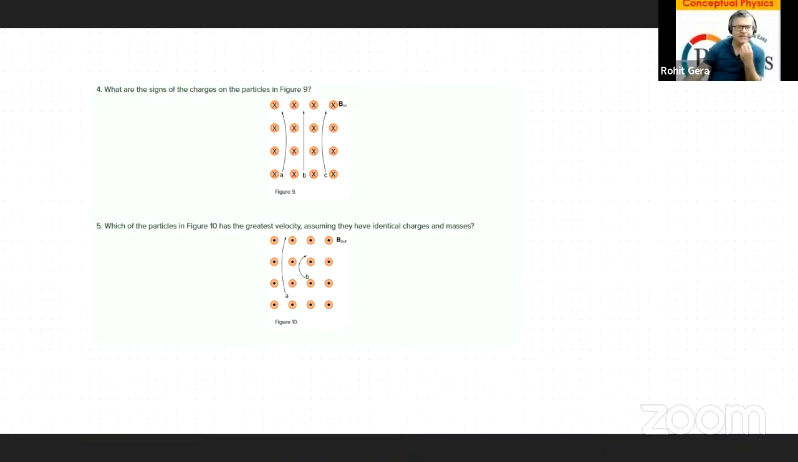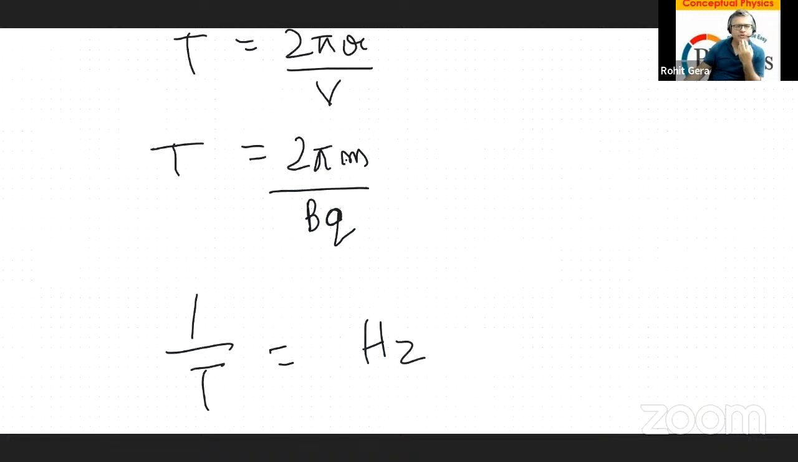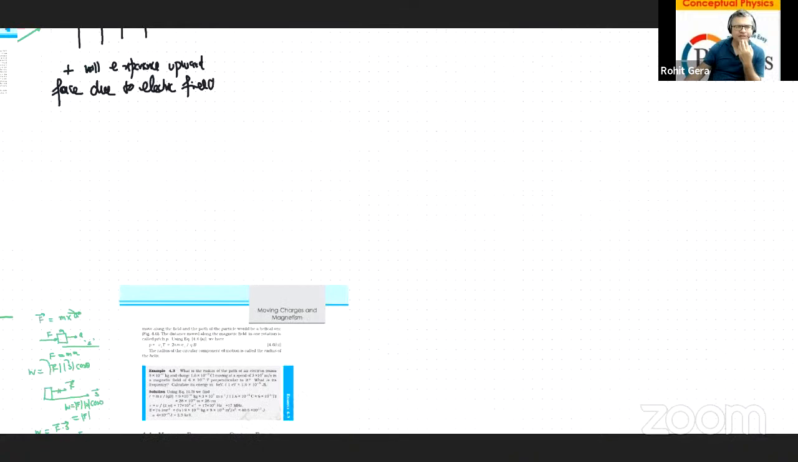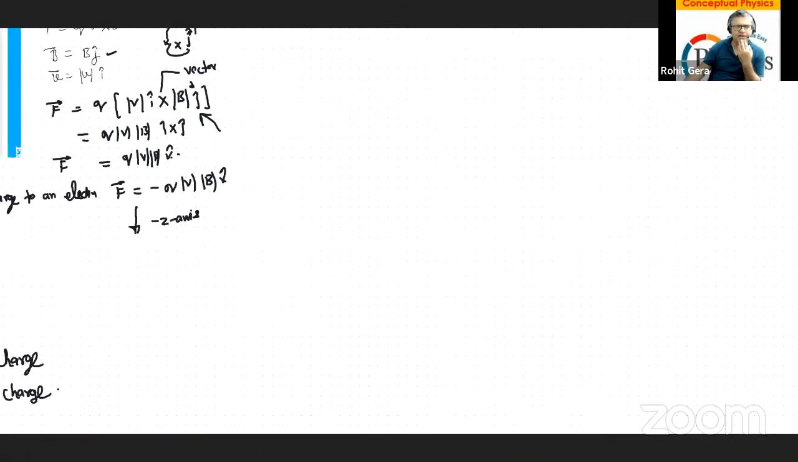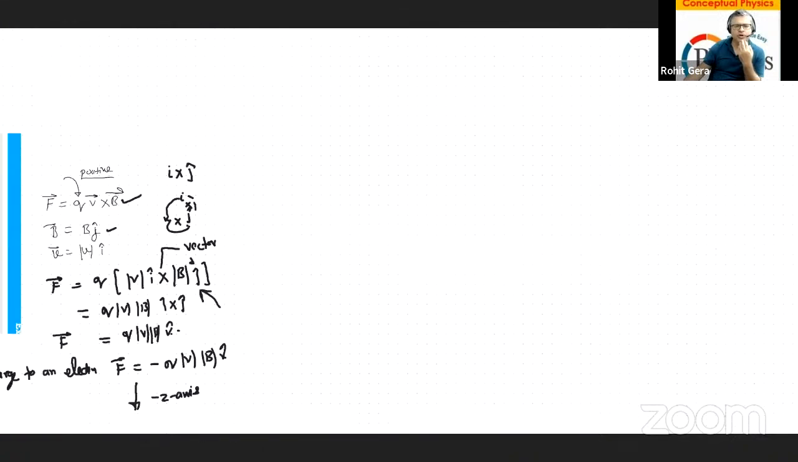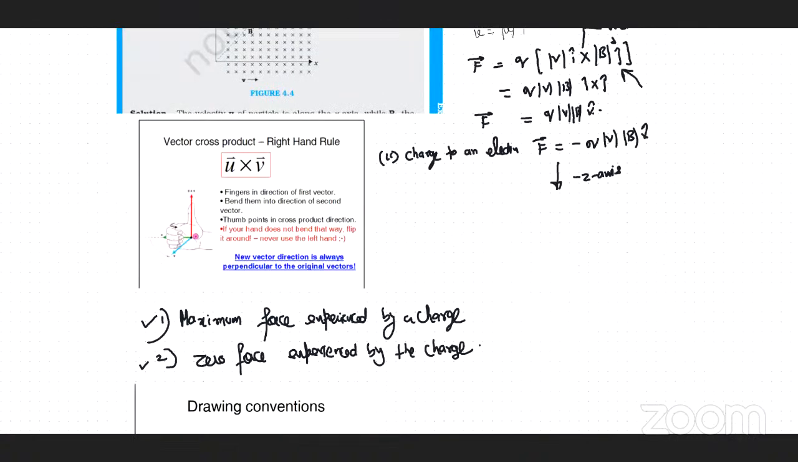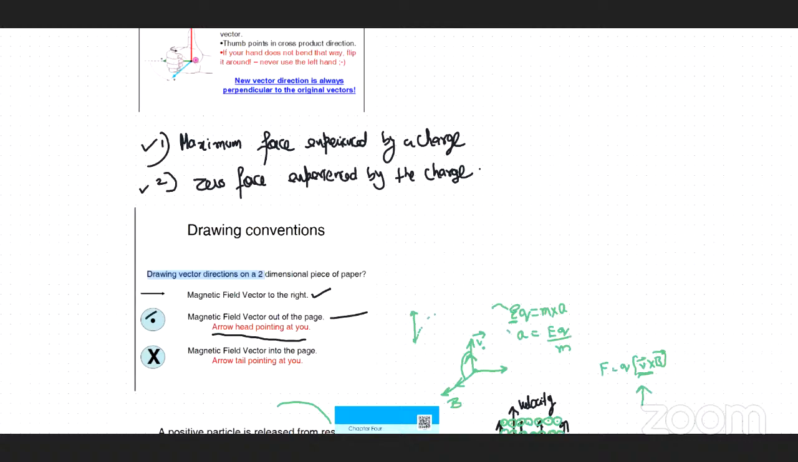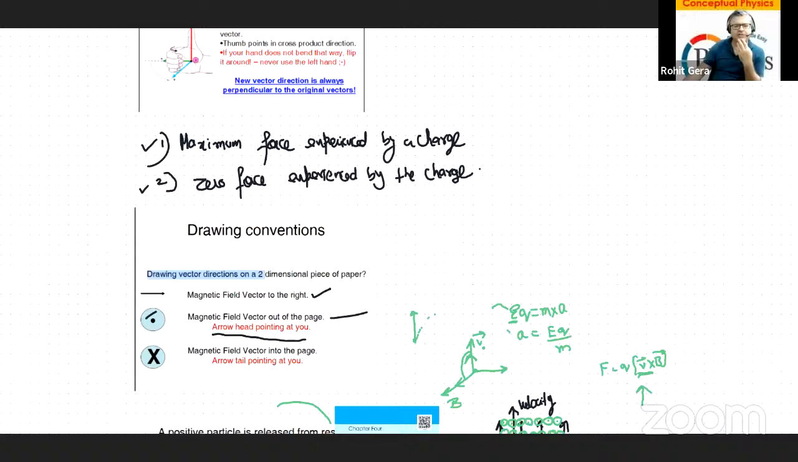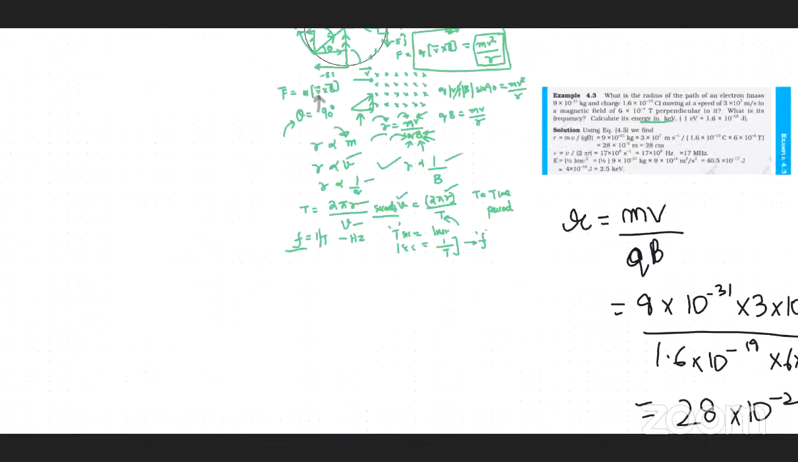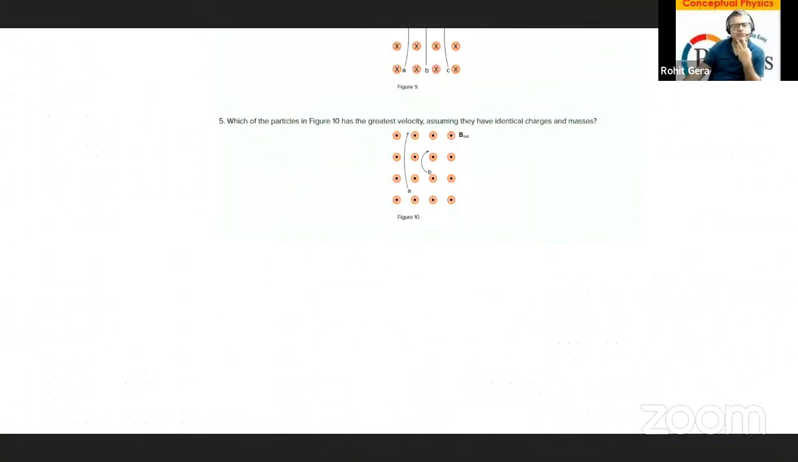What are the signs? First thing you will see is what is the direction of the magnetic field, inward or outward. Associate a vector with that, j, k, minus k, or whatever, based on your knowledge of dot and cross. A dot represents out of the page. Cross represents inside the page.